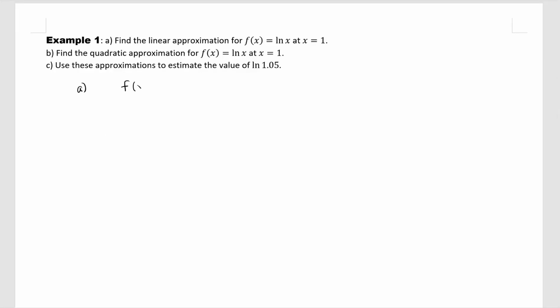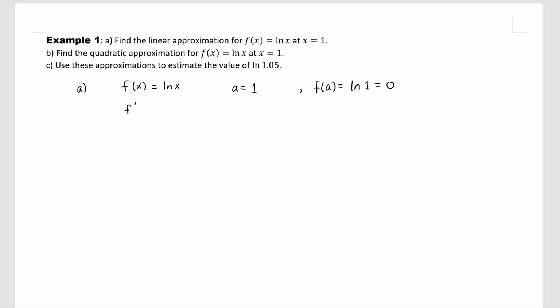So f of x equals ln of x, and my a is 1, because we're looking for the linear approximation at x equals 1. So 1 is our a. Then what is f of a? Well, ln of 1 is 0.